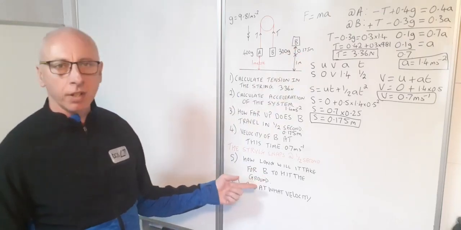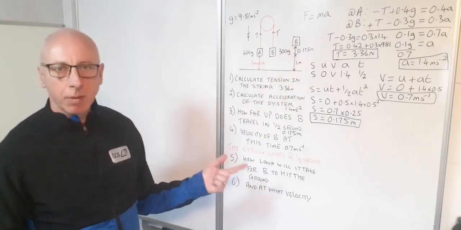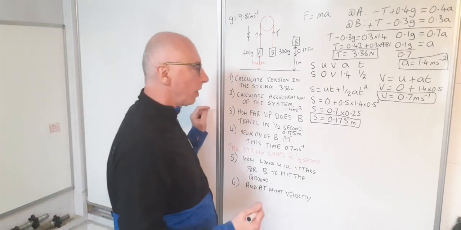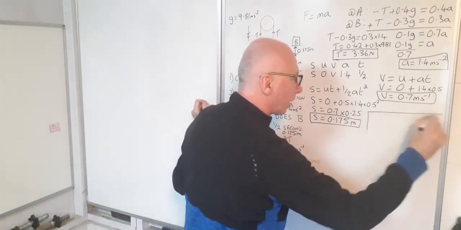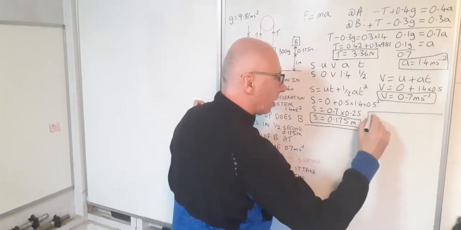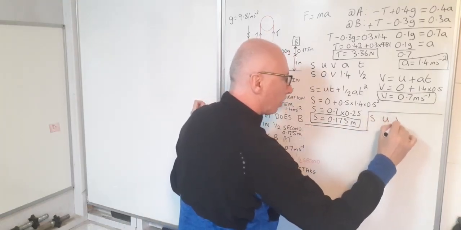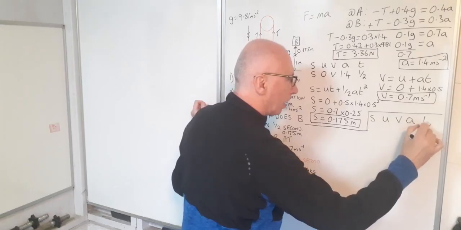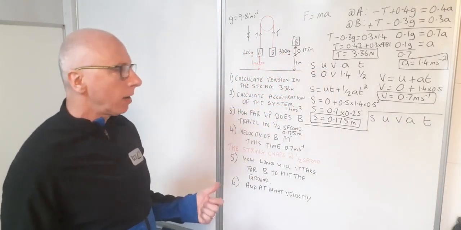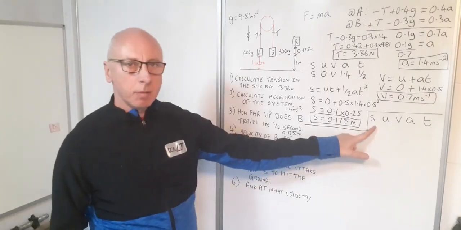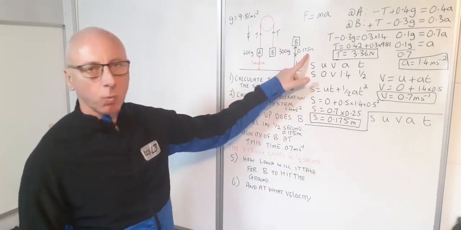So how long will it take to reach the ground? That's what I'm going to need. So now I need to set up some new SUVAT equations. So let's write here what we have. I'll just put these in a little box just to keep them separate. So S, U, V, A and T. Right, now what can I work out? Well, S is my displacement, so that's going to be 1.175.